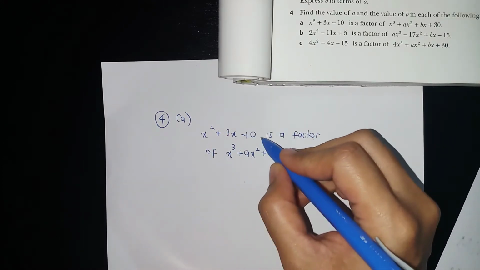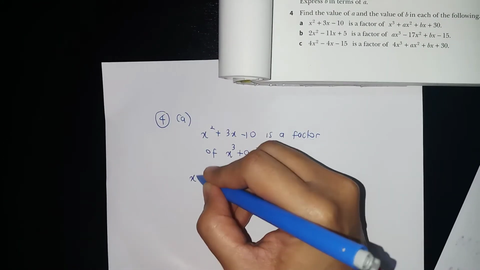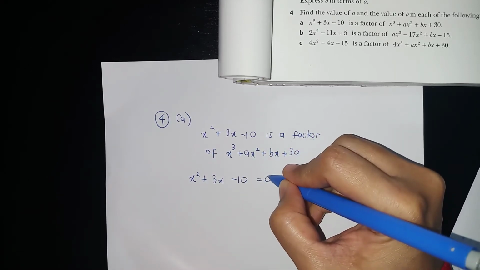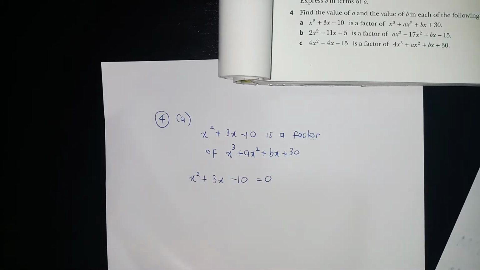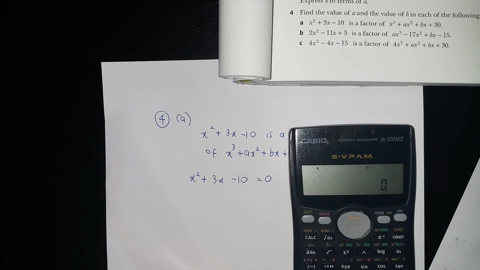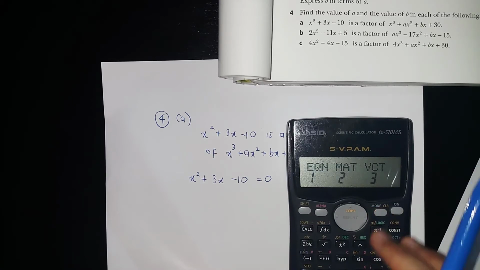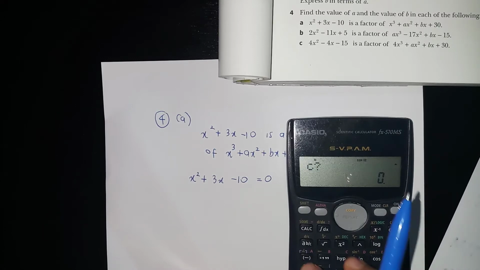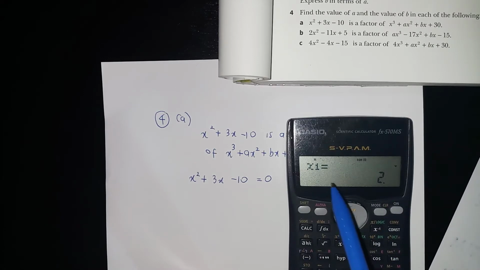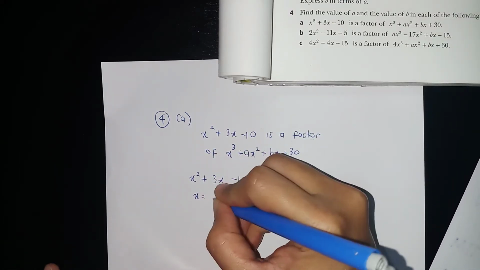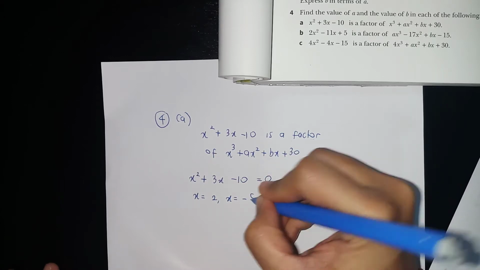Now how do we let x be the subject? We have x squared plus 3x minus 10 equals to 0. We do this by using the EQN mode. Whenever you have a quadratic equation, remember you need to solve by using EQN only. Very easy, just key in. Your A is 1, your B is 3, your C is negative 10. So you get x1 equals to 2, x2 equals to negative 5. So x equals to 2, and the second one, x equals to negative 5.